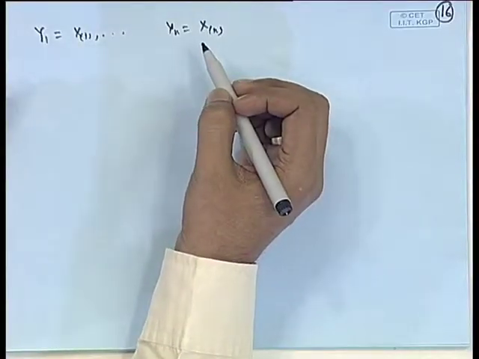Let us consider say n is equal to 2. Suppose I say X1 is equal to 1, X2 is equal to 1.5. Then Y1 will be 1, Y2 will be 1.5. We can take X1 is equal to 1.5 and X2 is equal to 1.